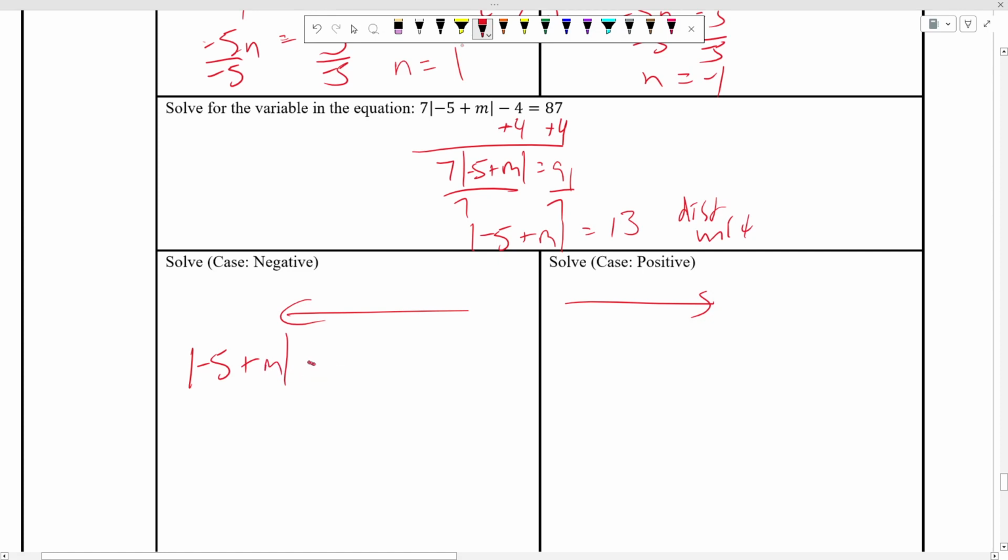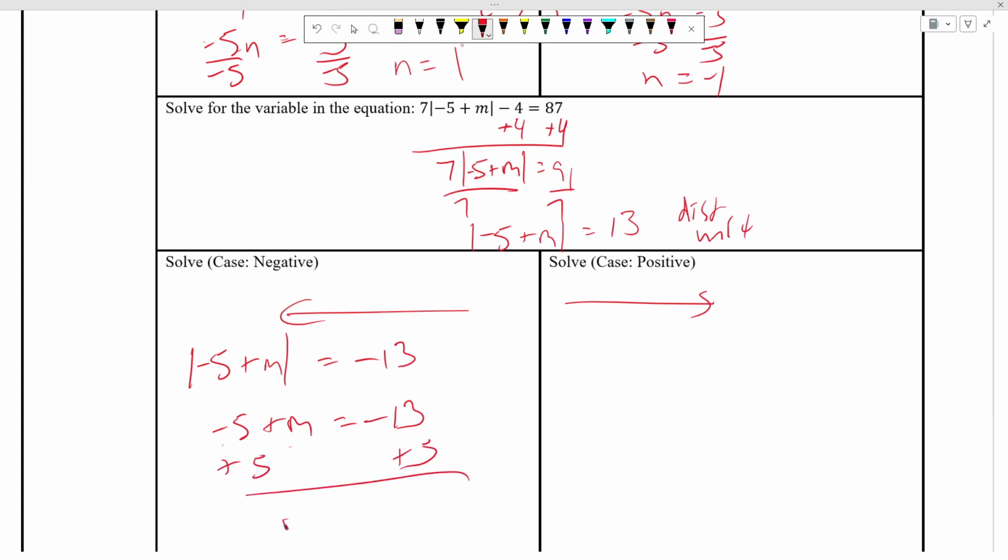So -5 plus m equals -13. Okay, let's see here. All right, bars drop off. I got -5 plus m equals -13, plus 5, plus 5. This is m equals -8.